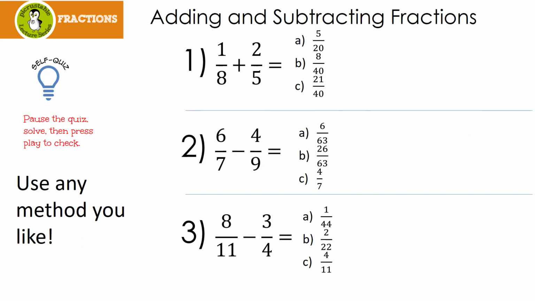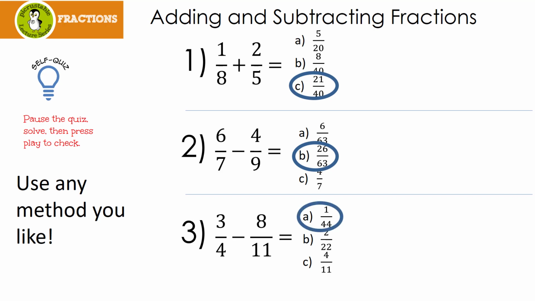Here's the self-quiz. You're going to pause the video, solve, then press play to check. All right, let's see how you did. For number one, did you get C, 21/40? That's correct. For number 2, did you get B, 26/63? That's also correct. And finally, number 3 is A, 1/44. If you got these correct, you can move along in the video. For the rest of us, I'm going to show you how I did it.